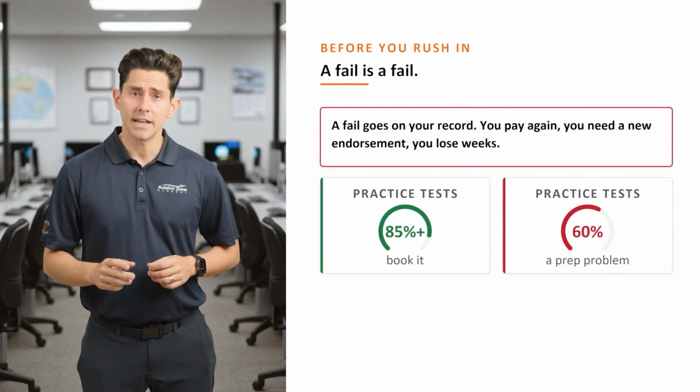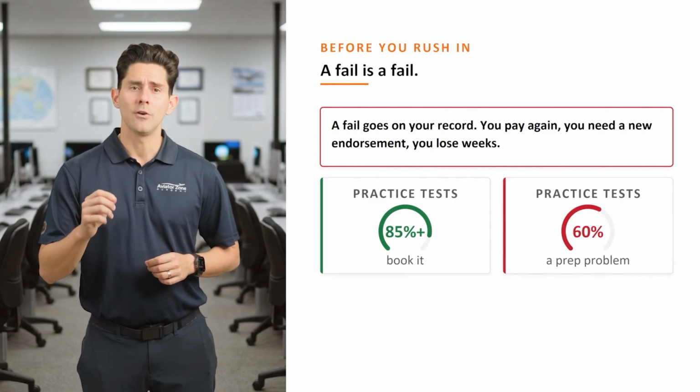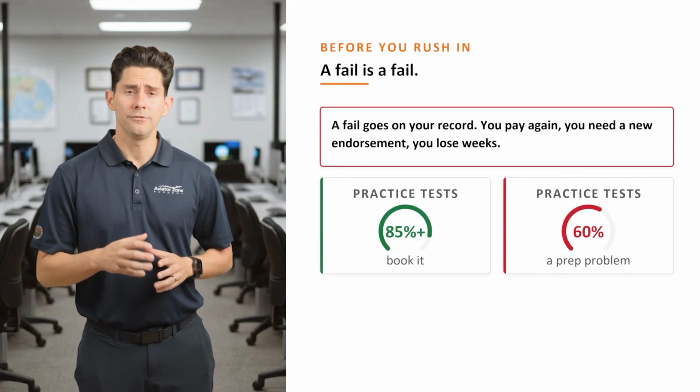If you're consistently scoring in the high 80s or better with a full practice test, go and take the test. If you're at a 60%, you don't have a deadline problem, you have a preparation problem, and rushing won't fix it. Testing centers get busy, and when word comes out about this test, they're going to get even busier. Book your appointment today, 2 to 3 weeks out.